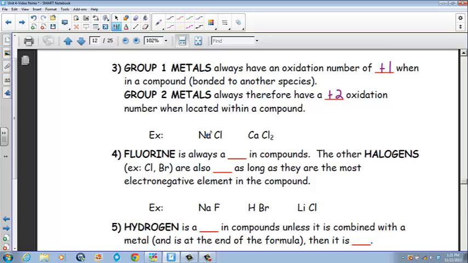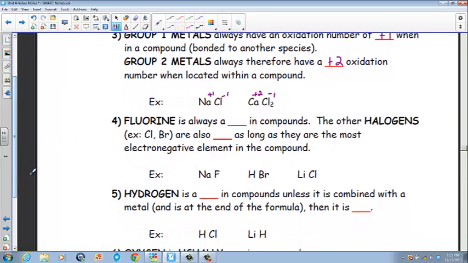Sodium is a group 1 metal, +1, and bonds with something that is a -1. Now calcium is a +2 and one atom of chlorine is a -1. We need 2 chlorines to balance that out. So this has an overall charge of -2, but the chlorine itself only has a -1 charge. When we add them up, though, it comes to 0.